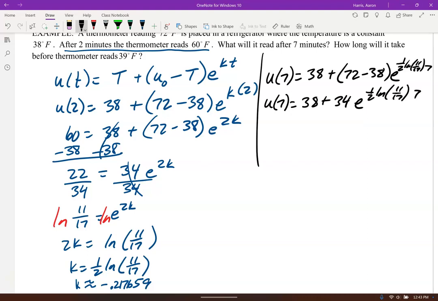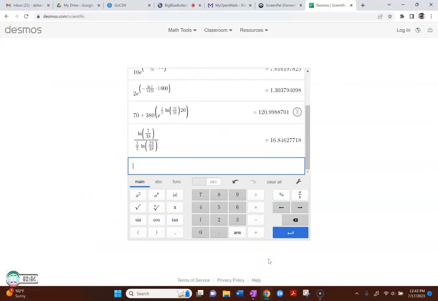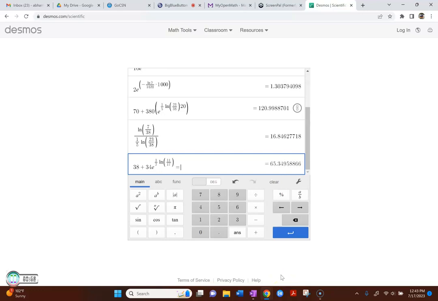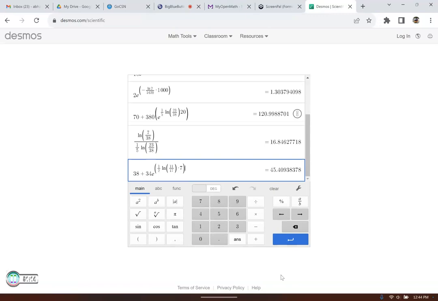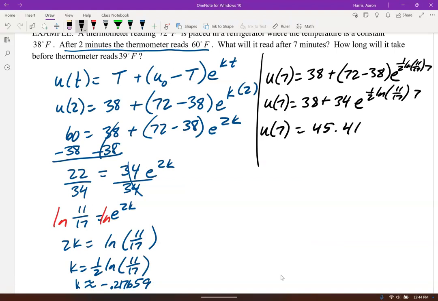Well, let's push that all in. Let's see what we get. Times 7. Let's see here. This does not want me to do this. There we go. So 45.409, so about 45.41. This is what it will be after 7 minutes, right? It'll be the reading.